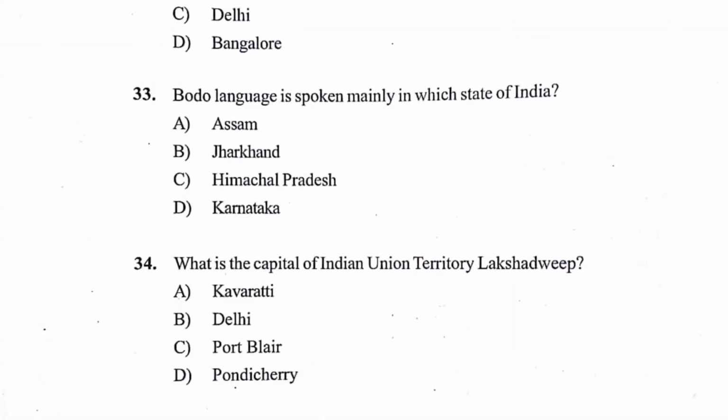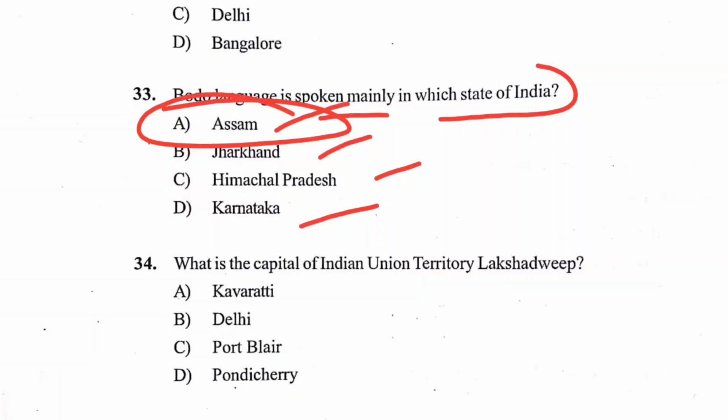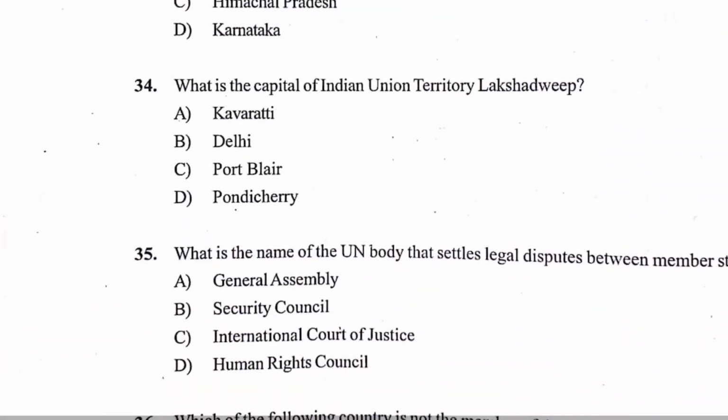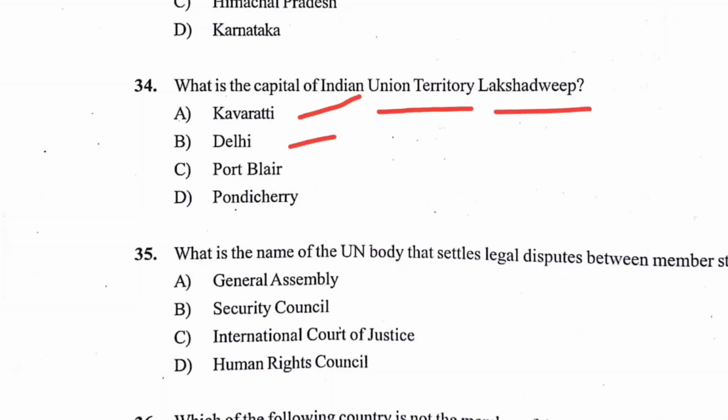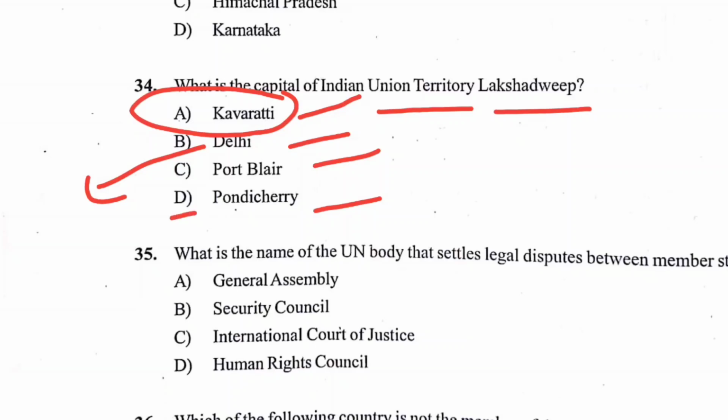Next question is, Bodo language is spoken mainly in which state of India? We have Assam, Jharkhand, Himachal or Karnataka. Bodo is mostly spoken in north eastern states, so the correct option should be Assam. Next question is, what is the capital of Indian Union Territory Lakshadweep? Options are Karavati, Delhi, Port Blair, Pondicherry. Delhi itself is a union territory and Pondicherry is also a union territory. So the correct option I guess should be A option, Karavati.